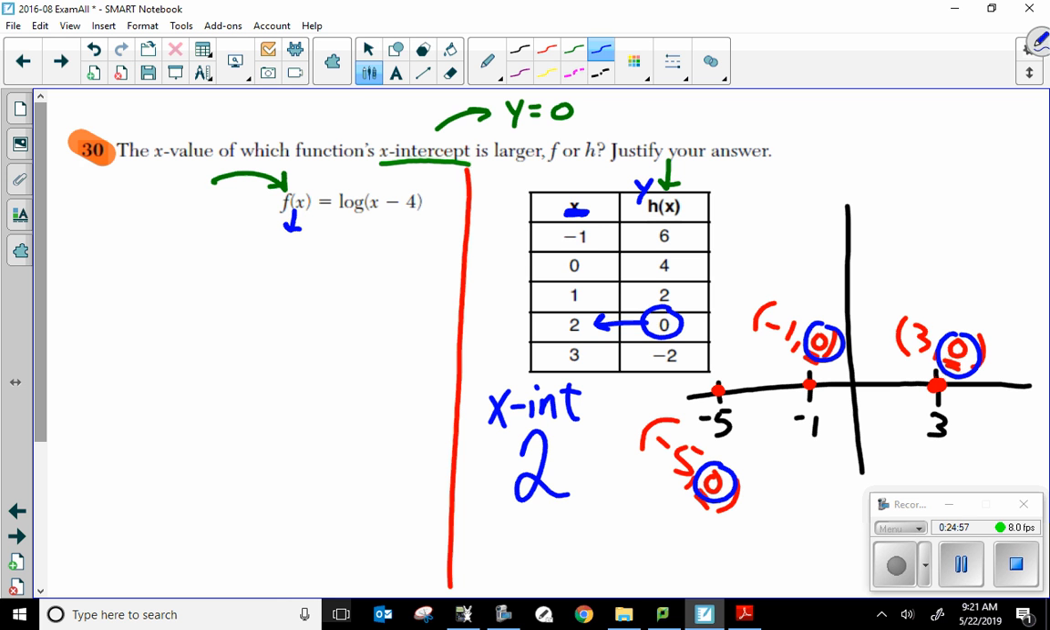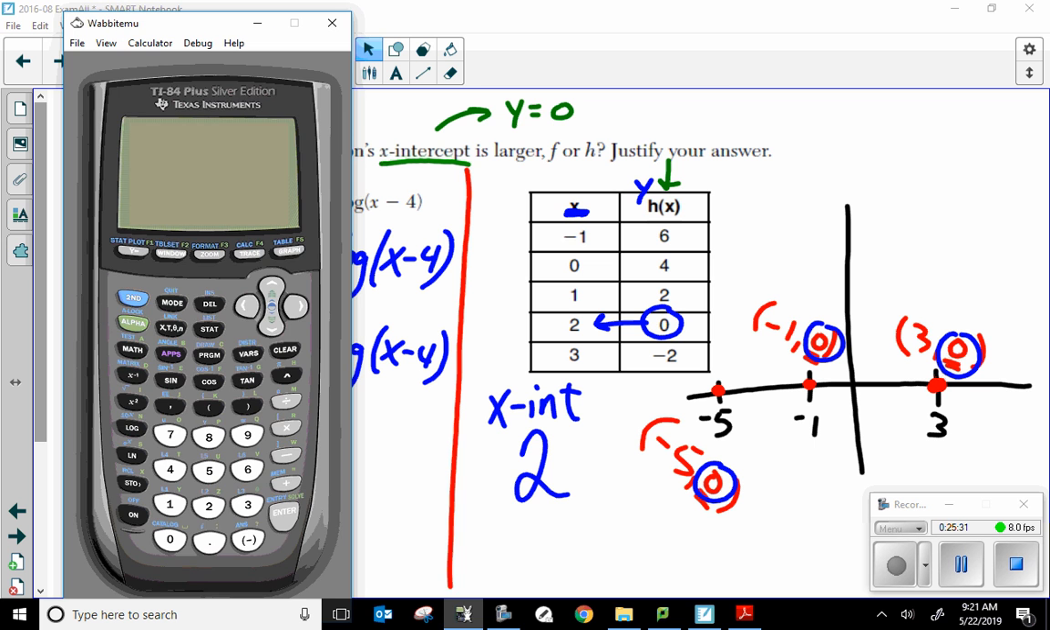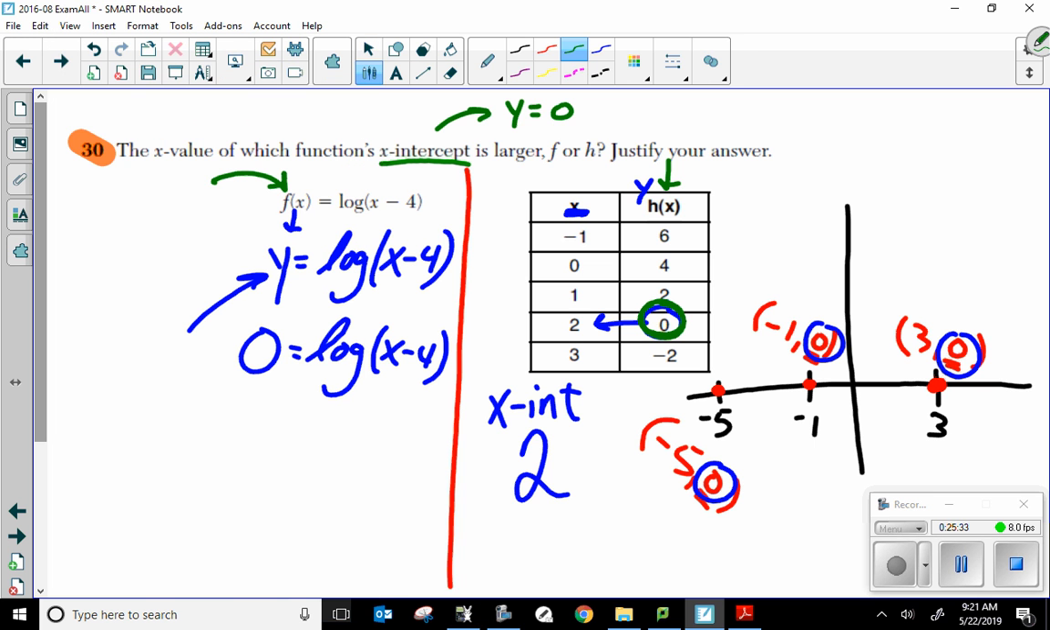This is the same thing as y equals log of x minus 4, okay? My x-intercept is when y is 0. So I can do two things. I can graph this in the calculator and physically look to see where it touches the x-axis. Or I can look at the table and try to identify where my y is 0 on that table.